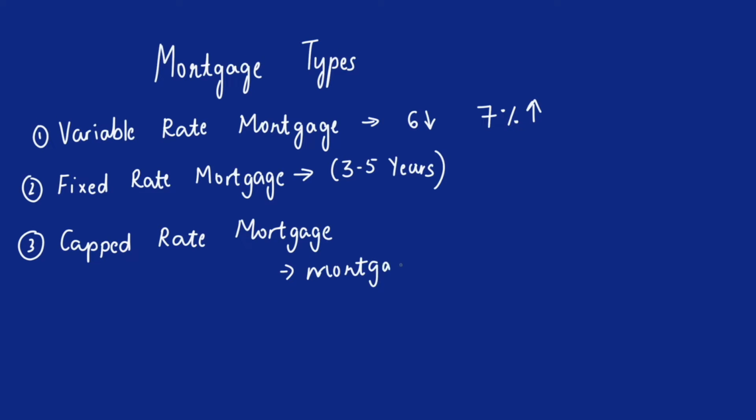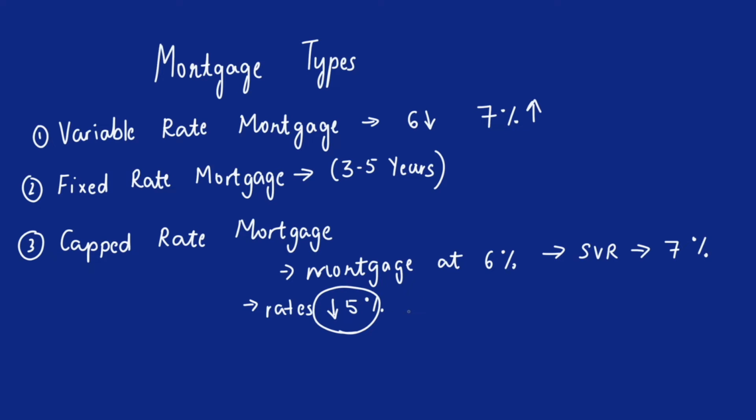So a good example would be, let's say you took out a mortgage at 6%. Now, the interest rate's usually based on the lender's standard variable rate mortgage, but with a cap of 7%. So it's based on the lender's SVR, but you put in a cap of 7%. Now, what happens is if the market rates fall by, let's say, 5%, you, the borrower, would pay at that rate.